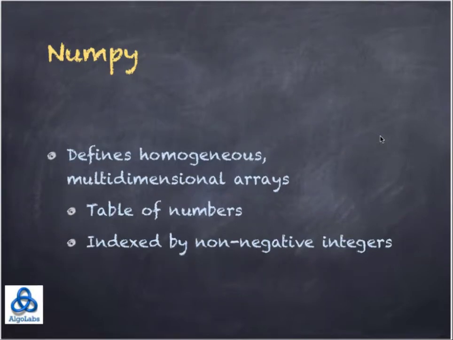One way to incorporate arrays into Python is to use the package called NumPy. NumPy defines multi-dimensional arrays which are homogeneous of a single type. So essentially, you can think of a NumPy array as a table of numbers indexed by positions, by non-negative numbers from 0 to n-1 in each direction.